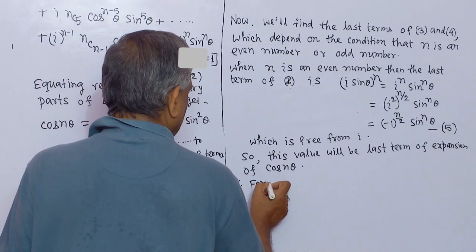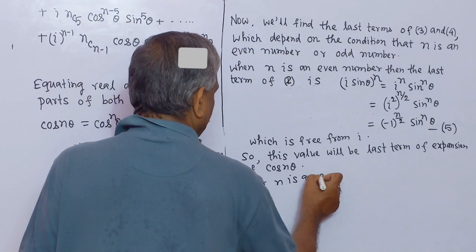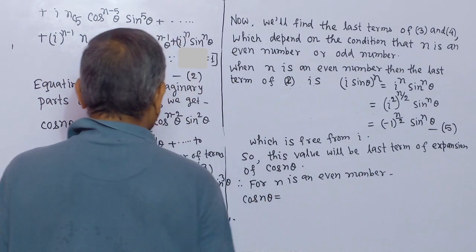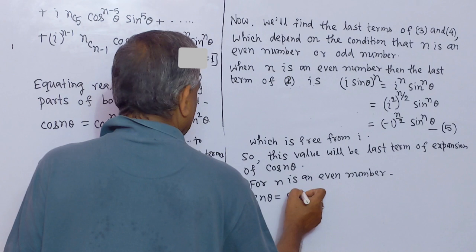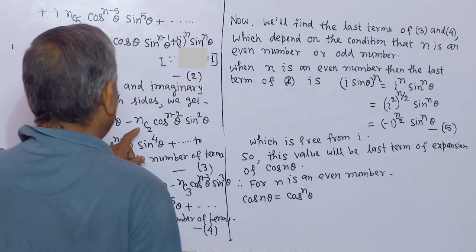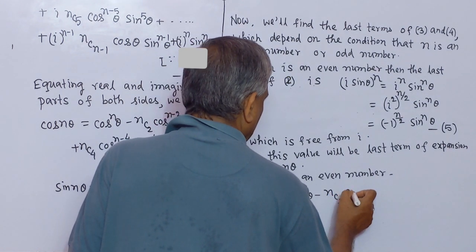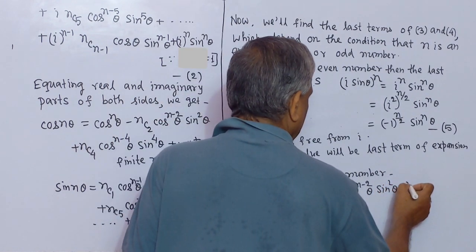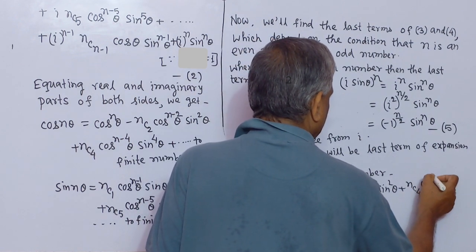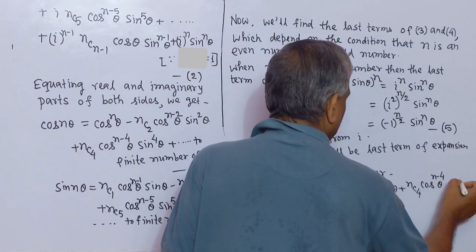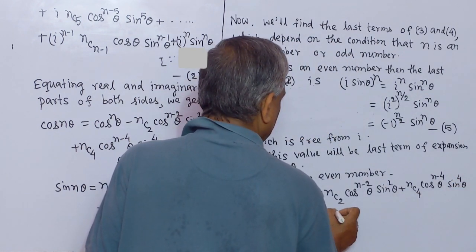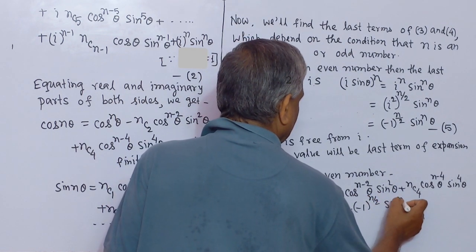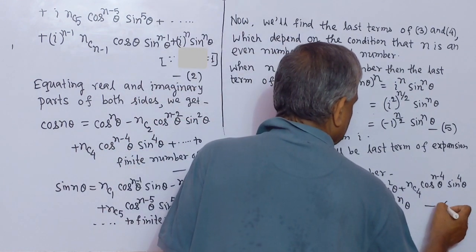Therefore, for n is an even number, cos n theta equal to cos to the power n theta minus nC2 cos to the power n minus 2 theta sin square theta plus nC4 cos to the power n minus 4 theta sin to the power 4 theta plus dot dot dot, and lastly minus 1 to the power n by 2 sin to the power n theta. This is number 6.